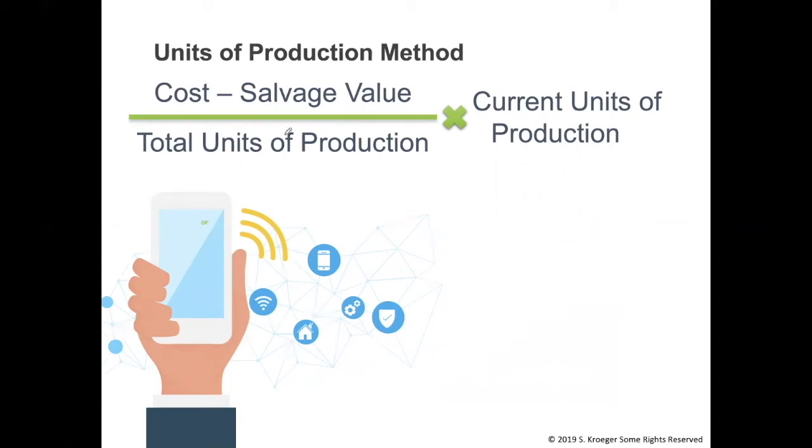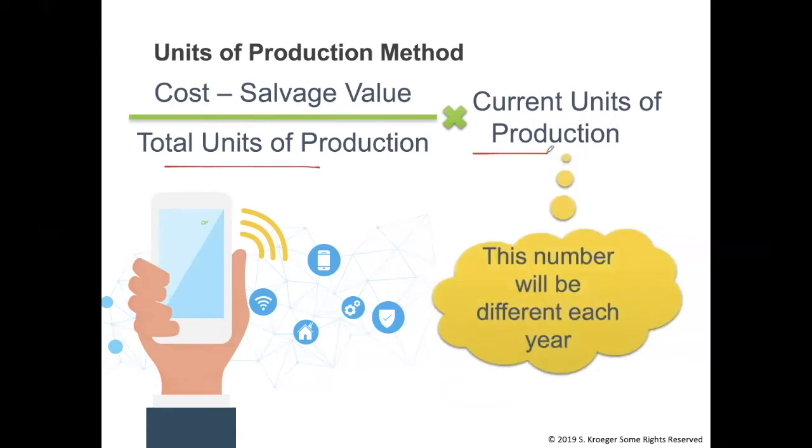Total units of production would be the total over the whole life that you can get out of it, times the current. For example, if I get a car and I know at 100,000 miles I'm going to get a new car, the total units would be the 100,000. I'm going to use 100,000 miles over the life. And then I would multiply it by the current year's miles. This year, I only drove it 10,000 miles. So I would do times 10,000.